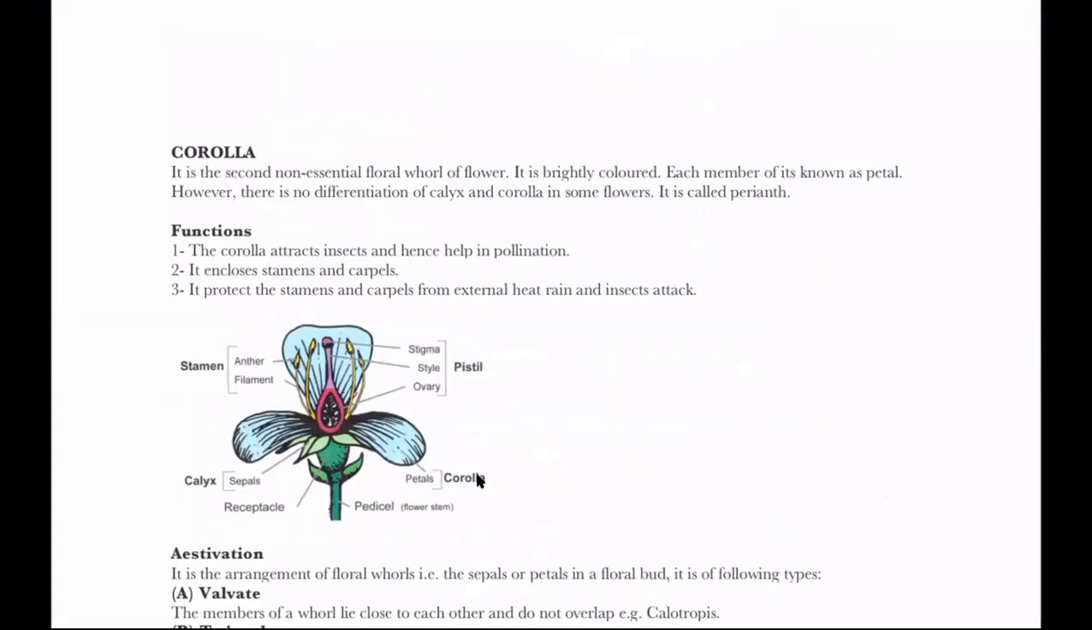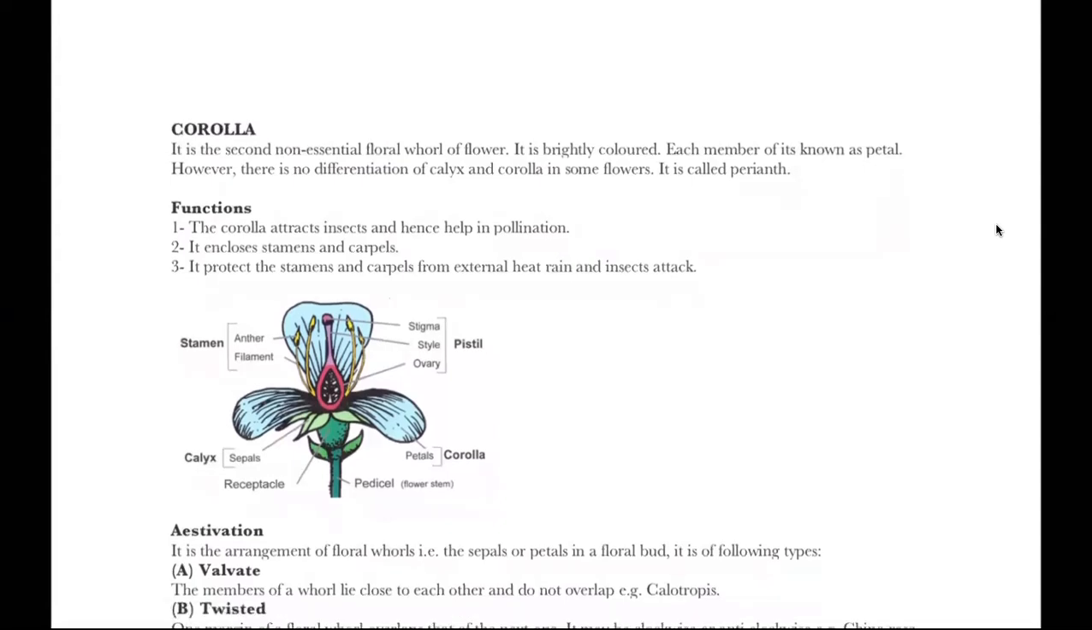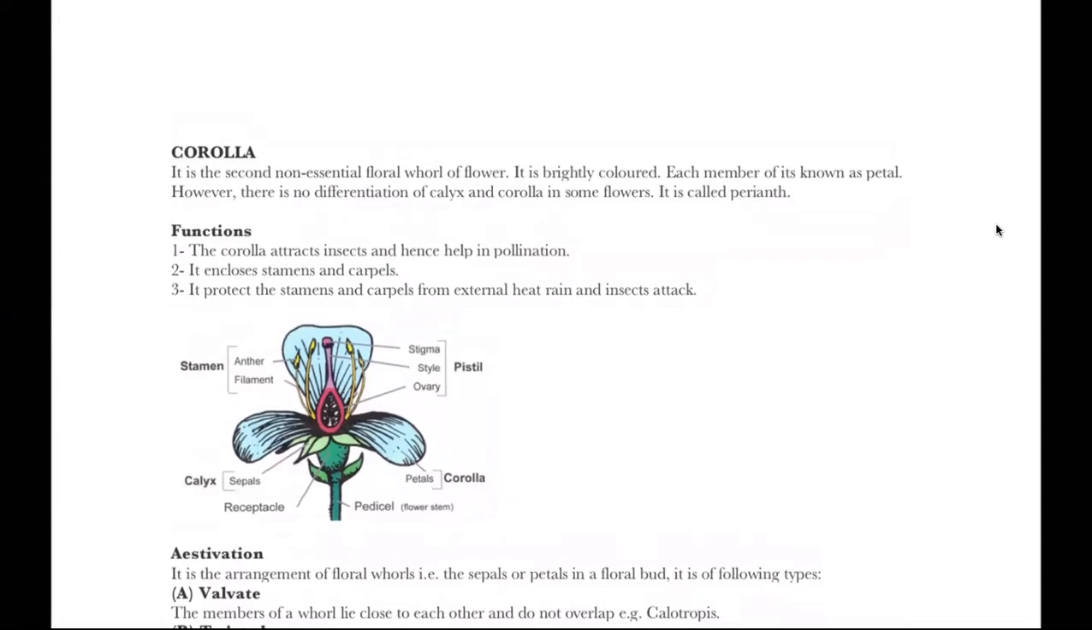The second layer is the corolla. It is the second non-essential floral whorl of the flower. It is brightly colored. Each member of it is known as a petal. However, there is no differentiation of the calyx and the corolla in some flowers, and it's known as the perianth. So when your calyx and corolla are the same and there is no differentiation, it is known as perianth. This was one of the questions in one of the years, so make sure you remember it. I'm just going to highlight it also.